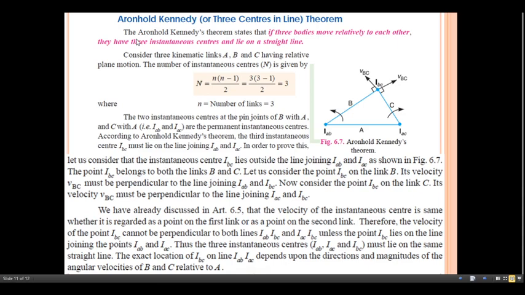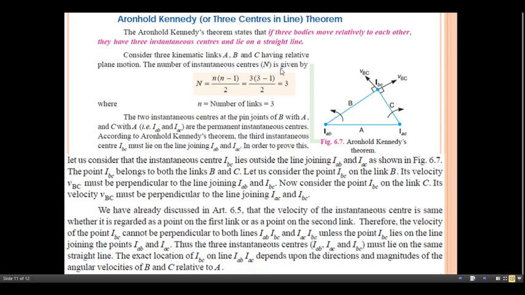So what is Kennedy's theorem? Kennedy's theorem states that if three bodies move relatively to each other, they have three instantaneous centers and these lie on a straight line. So for three bodies, let us consider link number 1, A is here, B is here, C is here. Let us consider this one as the first body, second one, third one. Let us consider the three kinematic links A, B, C having relative plane motion.